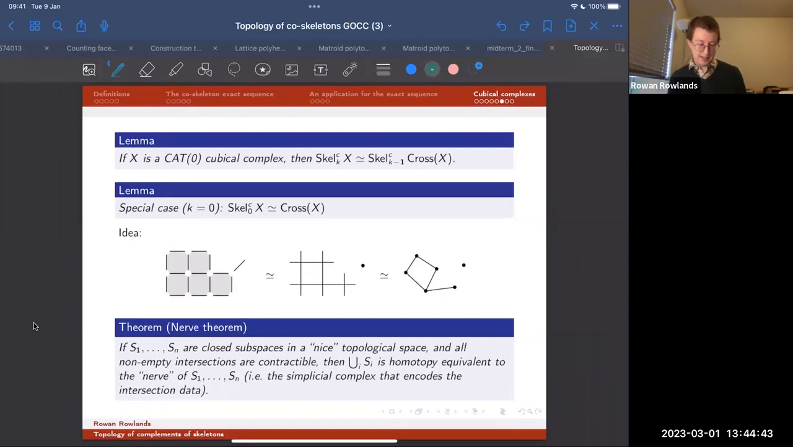So this lemma here says that if we have a cat zero cubical complex, then the kth co-skeleton of that cubical complex is homotopy equivalent to the (k-1)th co-skeleton of its crossing complex. I think this is kind of a surprising result. We're saying that this kth co-skeleton of this cubical space is homotopy equivalent to something about a simplicial complex.